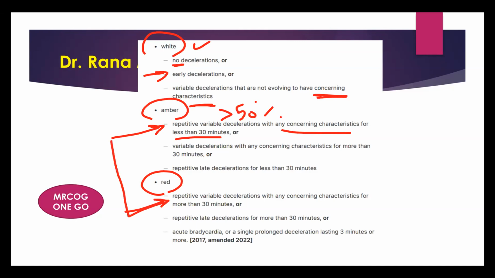So it's linked to each other. Less than 30 minutes, amber. More than 30 minutes, it's red. Variable deceleration with any concerning characteristics for more than 30 minutes or repetitive late deceleration less than 30 minutes. Okay? So here, variable deceleration, sorry, I make it together. We will comment on the variable first. So repetitive variable, less than 30 minutes with any concerning characteristic, it's amber. If it's more than 30 minutes, so it's red.